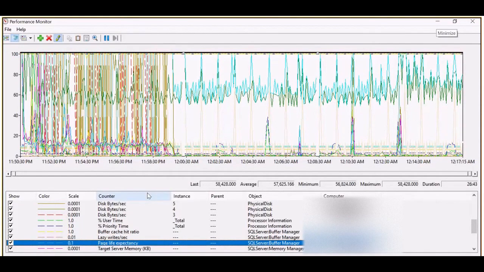Page life expectancy. These three, buffer cache hit ratio, lazy writes per second, and page life expectancy, are all kind of related. What do we think page life expectancy is? That's how long something stays in memory before it gets booted out. Yes, exactly. So this is how long a page lives in the buffer cache. What is a good value, or if we dip below X, there is an issue?